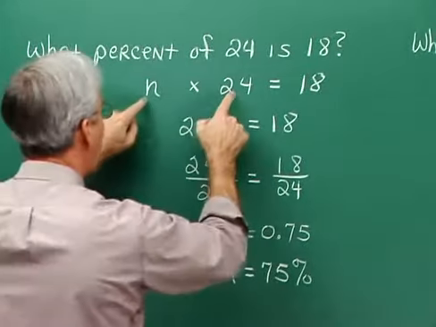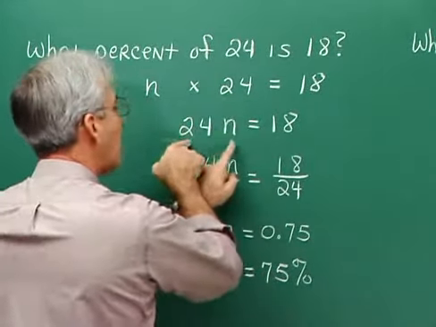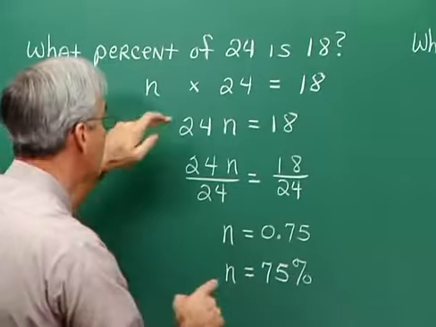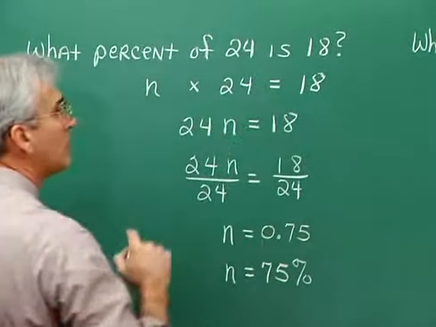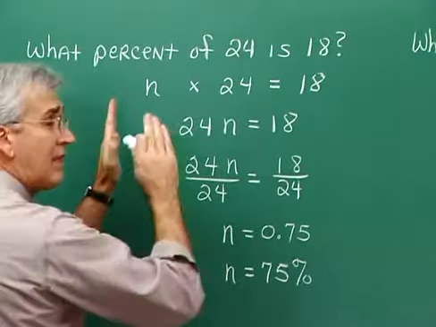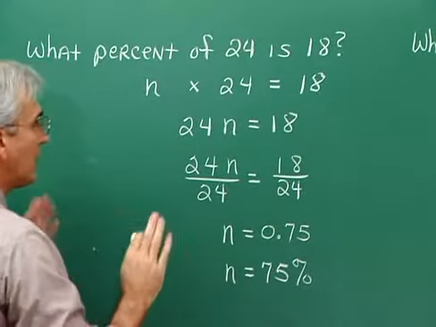We might want to write n times 24 as 24n. You may not want to put this step in, and it's okay to leave it like this, and then from here divide on both sides by 24 to get that nice convenient cancellation. But here's what we need to show.